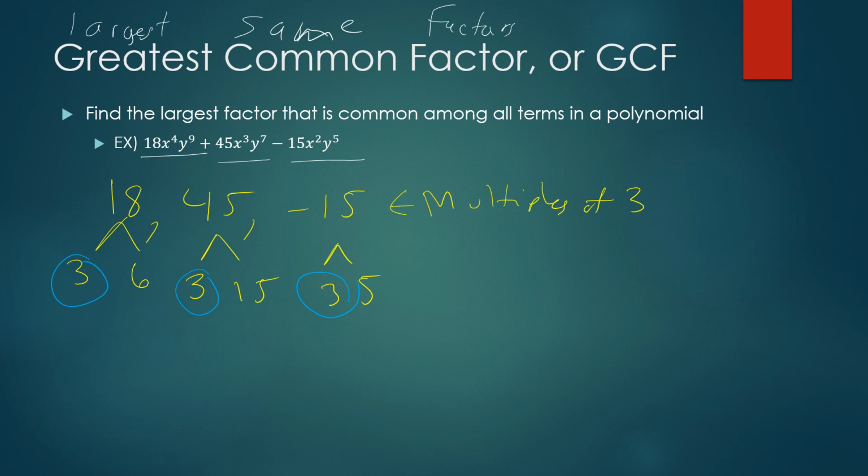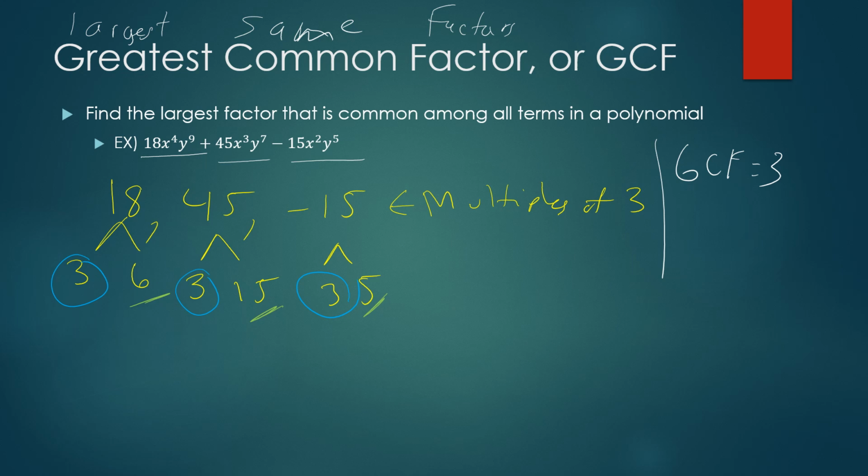Now if we look at the other remaining pieces, the 6, the 15, and the 5, those don't have anything else in common. The only thing that they have in common in terms numerically would be the 3's. So I can take out, so far my GCF includes a factor of 3.